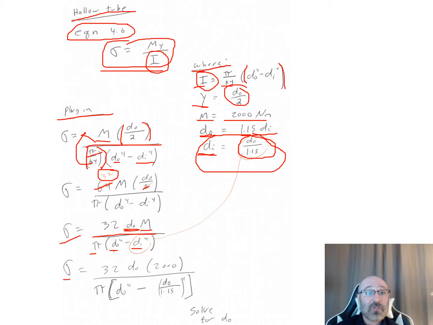And now I can say that my stress is equal to 32 times my DO, my outer diameter, times my moment, which I know is 2,000 Newton meters from up here. Plug that in. All divided by pi times my d outer to the fourth minus, now I've plugged in DI relative to DO, which is DO divided by 1.15 to the fourth. So now the only unknown on my right hand side of the equation is my DO. So let's solve this for our DO, or our outer diameter.